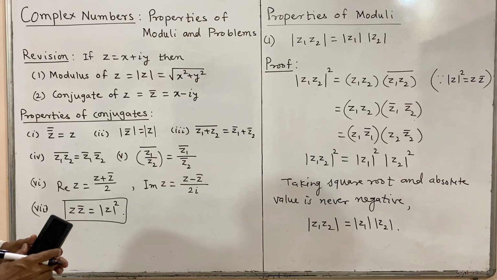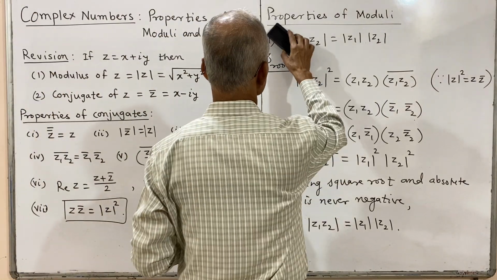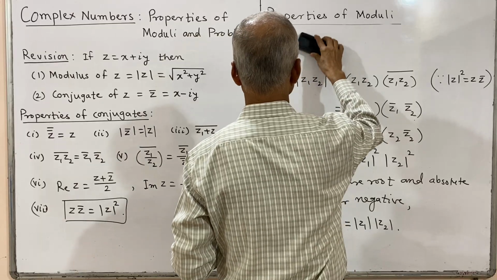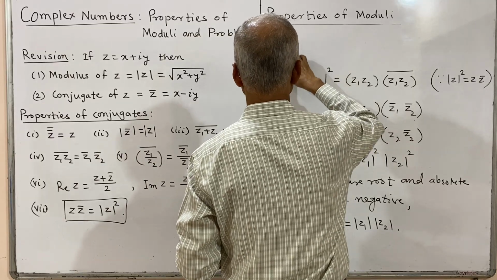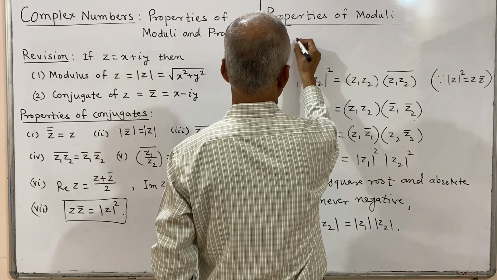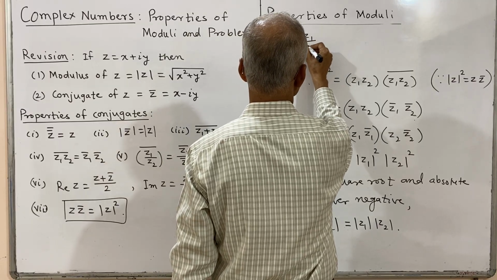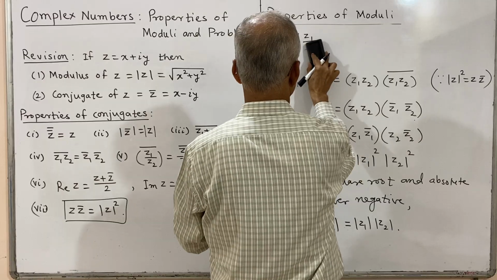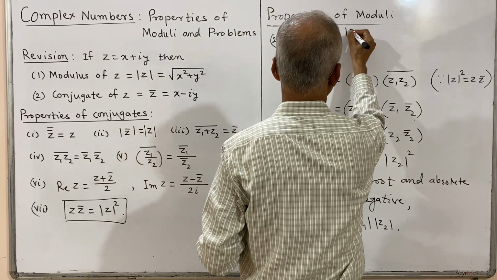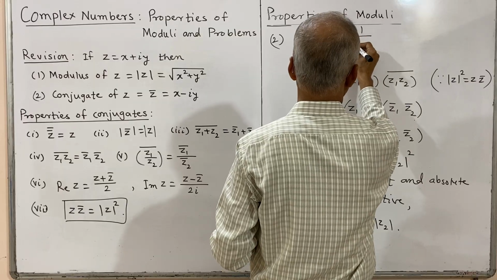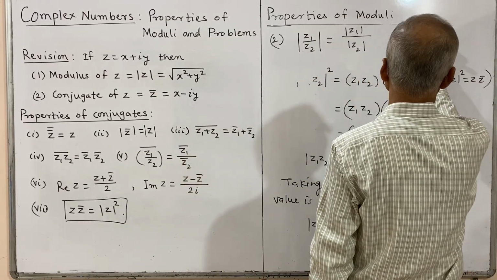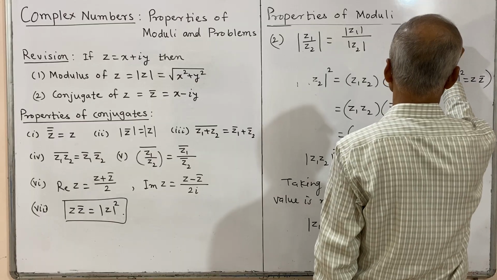Now we shall consider the second one. So this is for product. We now write for quotient: mod of z1 by z2, z1 divided by z2, is equal to mod z1 divided by mod z2, and here the condition is z2 is not equal to 0.